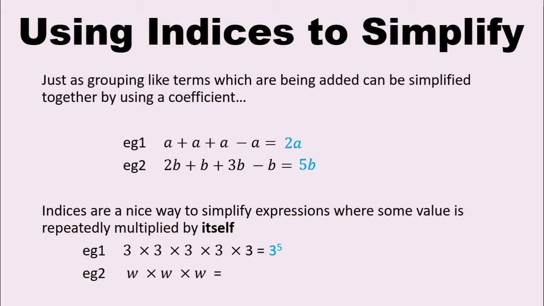W times W times W is another example using algebra this time, showing that I'm multiplying 3 W's together. So I'm going to write that as W to the power of 3, or W with an index or exponent of 3. Or in the case of powers of 3, as we've learned before, we could also say W cubed.